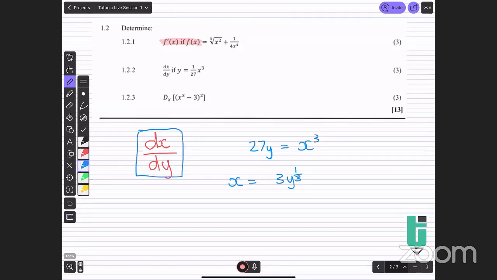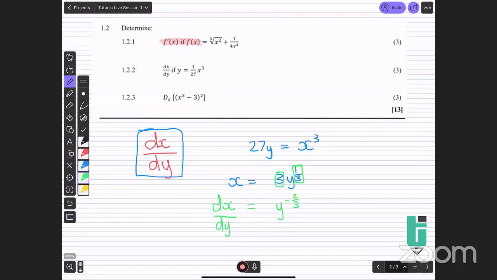What are you going to do? Yeah, Ayan, you see it? We times the third by the 3, then we minus the 1. So what's the final answer? Y to the power of -2/3. Right, because you multiply by the third and it becomes -2/3.